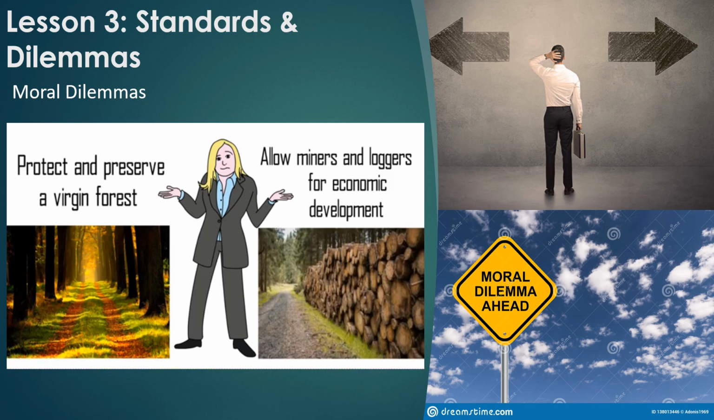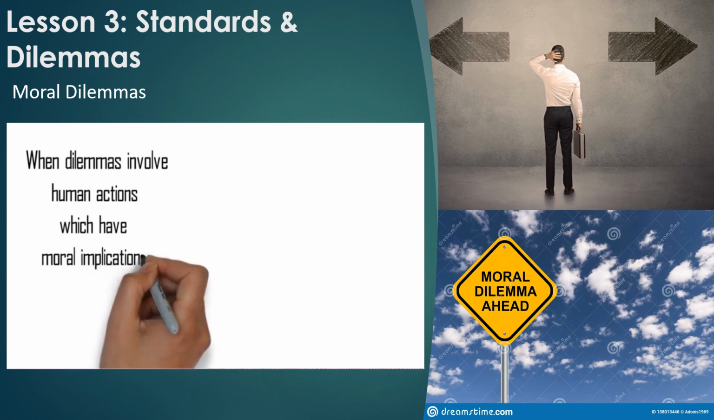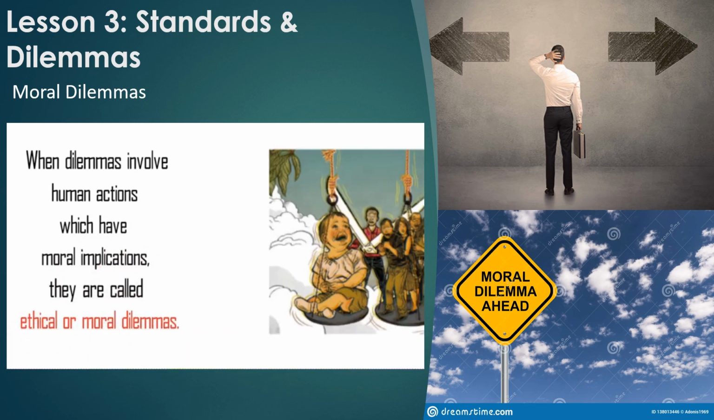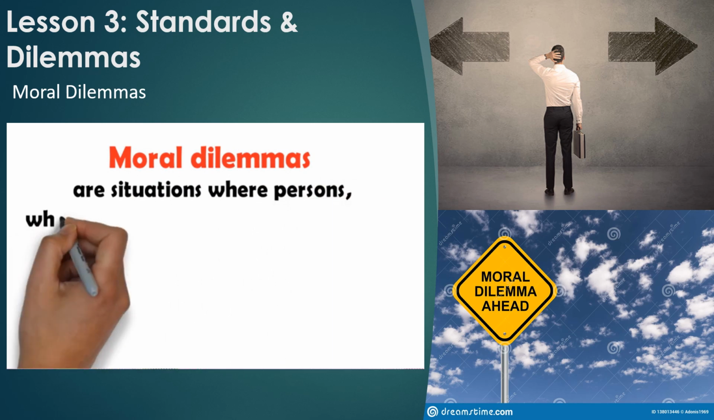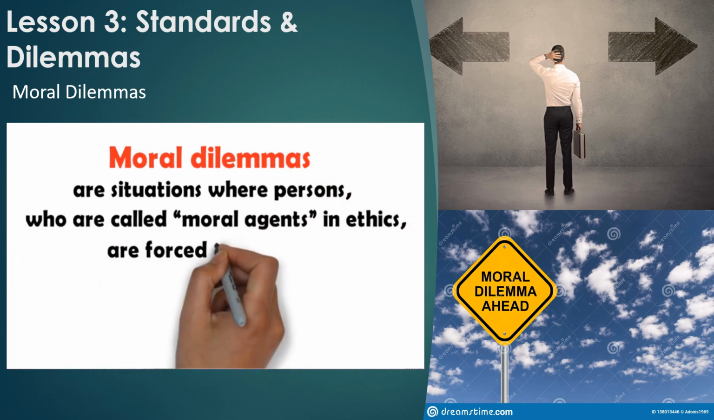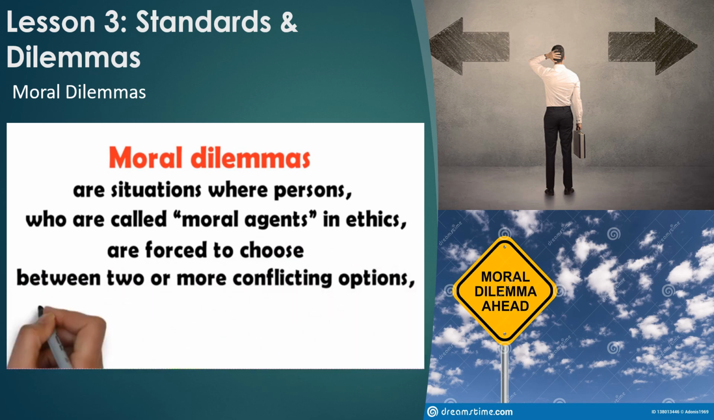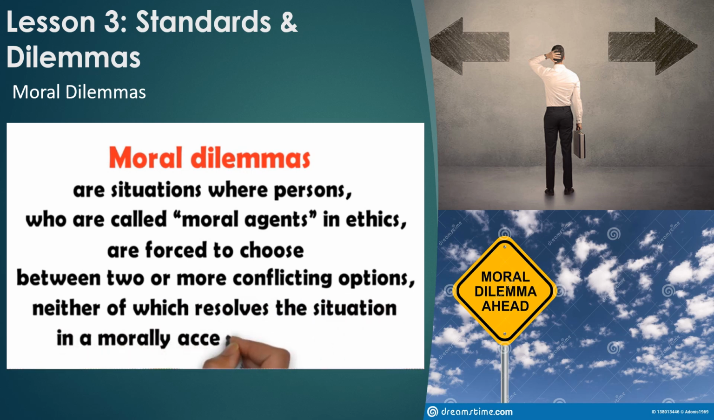It must be noted, however, that if a person is in a difficult situation but is not forced to choose between two or more options, then that person is not in a dilemma. The least that we can say is that that person is just experiencing a problematic or distressful situation. Thus, the most logical thing to do for that person is to look for alternatives or solutions to address the problem. When dilemmas involve human actions which have moral implications, they are called ethical or moral dilemmas. Moral dilemmas, therefore, are situations where persons, who are called moral agents in ethics, are forced to choose between two or more conflicting options, but neither of which resolves the situation in a morally acceptable manner.